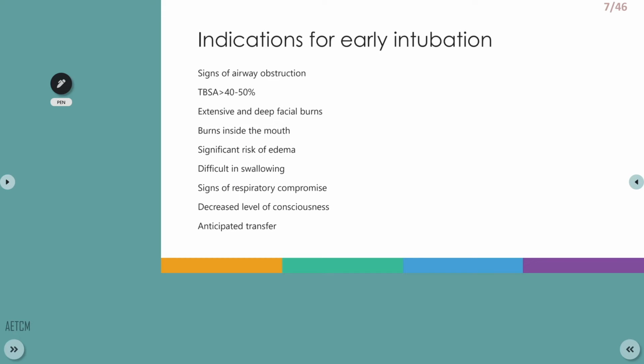These are the indications of early intubation. So early intubation is indicated if there are signs of airway obstruction, if the burn total body surface area is more than 40 to 50%, if there are extensive and deep facial burns, if there are burns inside the mouth, and if there is significant risk of edema over the face or over the airway that can cause airway obstruction after some time. And if the patient is feeling difficulty in swallowing, that means there is some edema developing. And if there are any signs of respiratory compromise, and if the patient is having low sensorium, and if we are planning to transfer the patient to some other center.